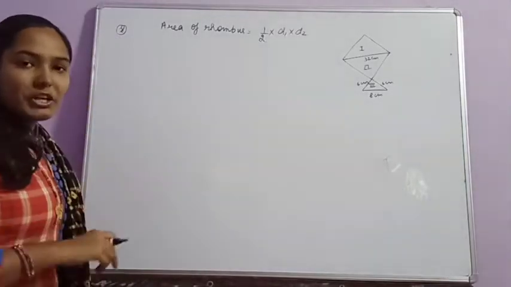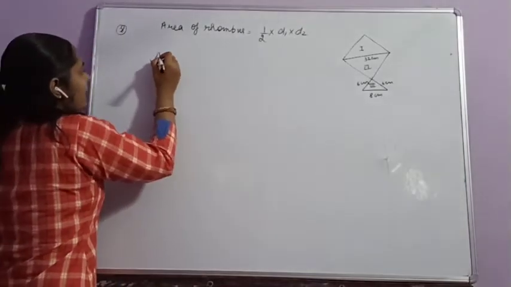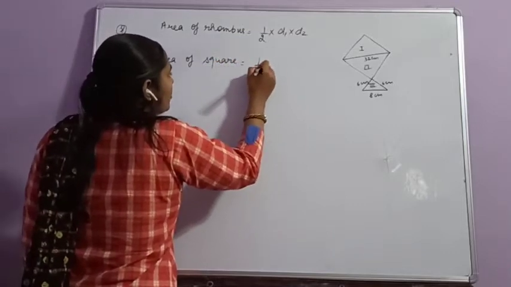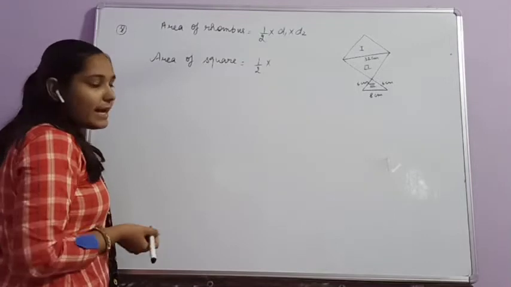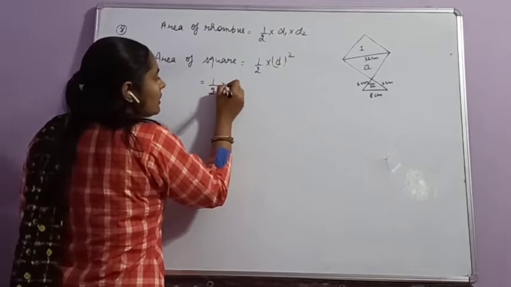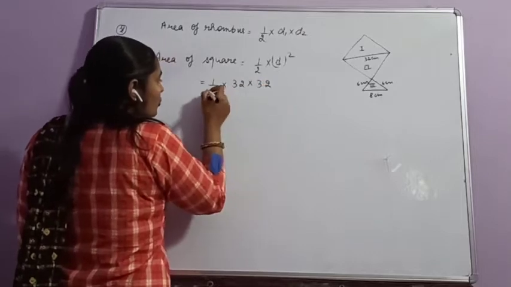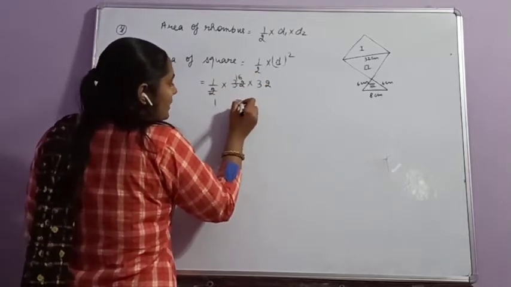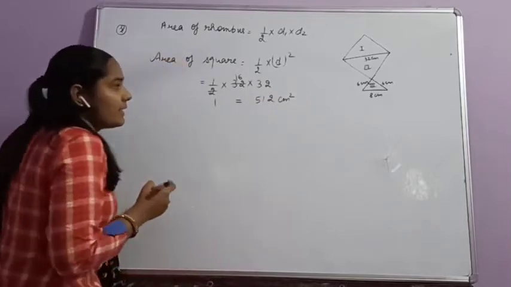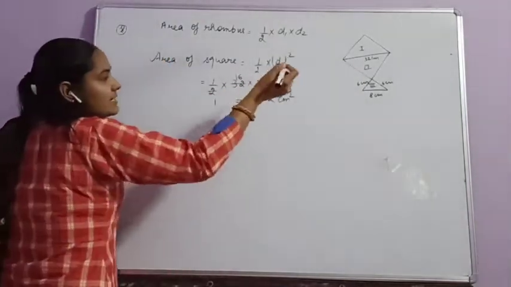Now in a square, the lengths of d1 and d2 are equal, so we can use the same diagonal for both. Then the area of the square will be 1/2 into d1 into d1. Both diagonals have the same length, so you can also write it as 1/2 into d square, that is equal to 32 square, 32 multiply with 32, 2 1s are 2, 16 2s are 32, that is equal to 512 square centimeter. That is the area of the first and second portion, the area of the complete square.